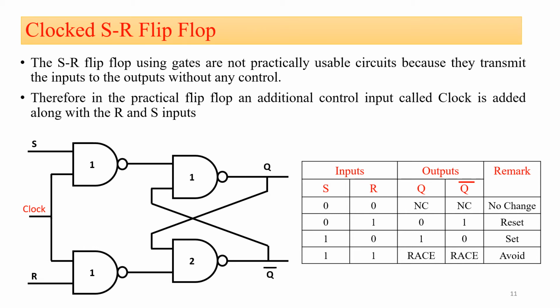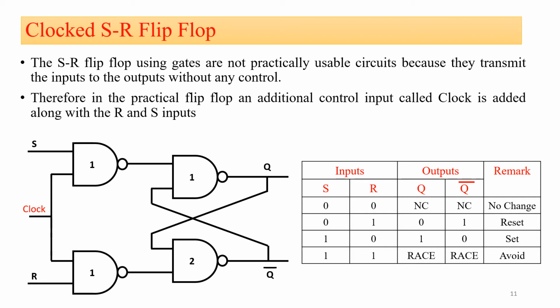Therefore, for the practical approach, the flip-flop uses the additional control input, that is the clock, which is added along with the R and S input. Now here the same circuit is used, but here one clock signal is used. Now if you observe the truth table, it is almost the same. When S equals to 0, R equals to 0, then your Q and Q bar are in no change condition. Similarly, when your S equals to 0 and R equals to 1, for this condition your Q equals to 0 and Q bar equals to 1, that indicates your flip-flop is in reset condition.